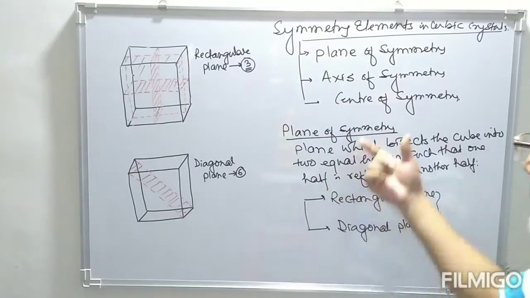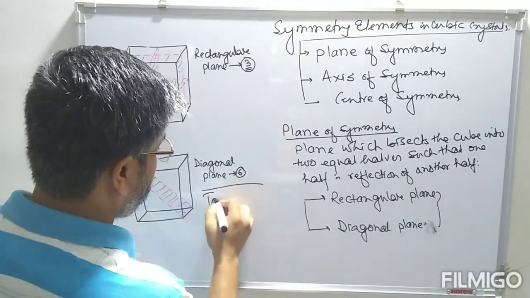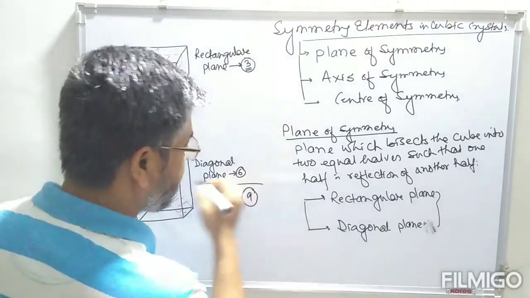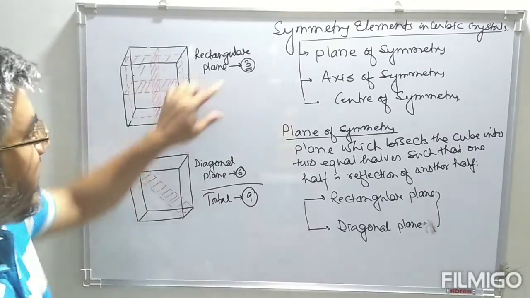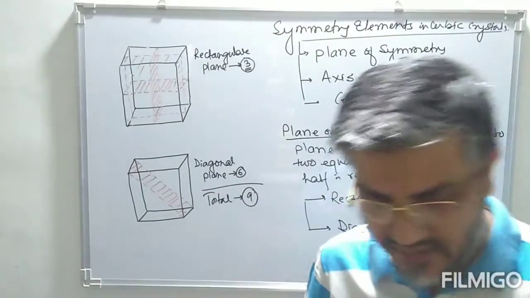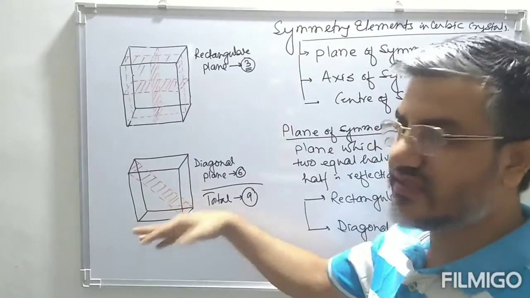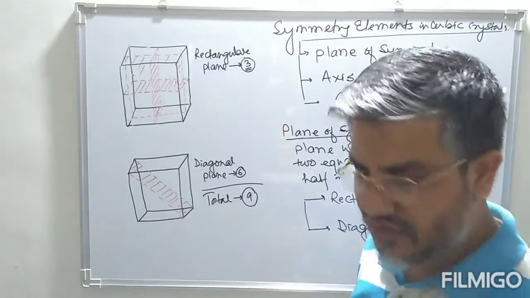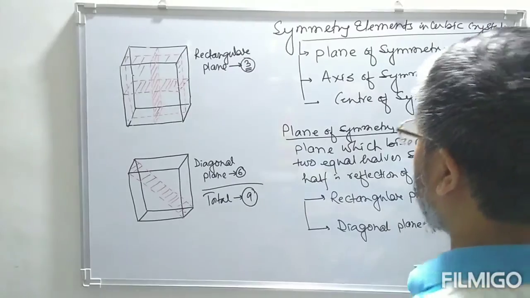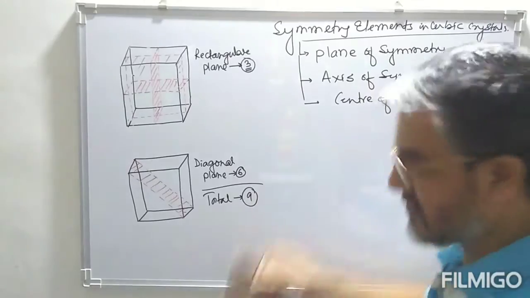So the total planes of symmetry in a perfect cube is 9. Out of these 9, we have 3 rectangular planes and 6 diagonal planes. This is an imaginary plane which bisects the cube into 2 equal halves such that the first half and the second half are mirror images of each other. So this is the rectangular plane and the diagonal plane. The second one is the axis of symmetry.